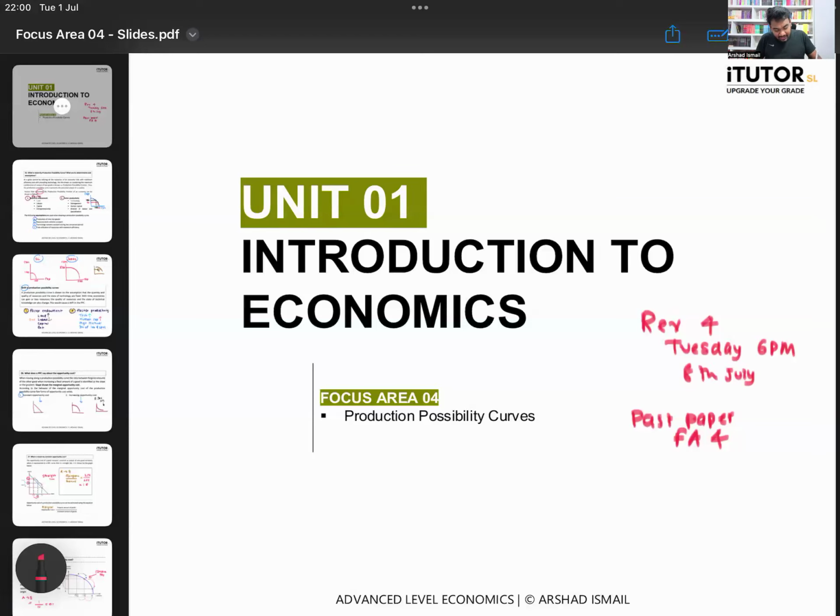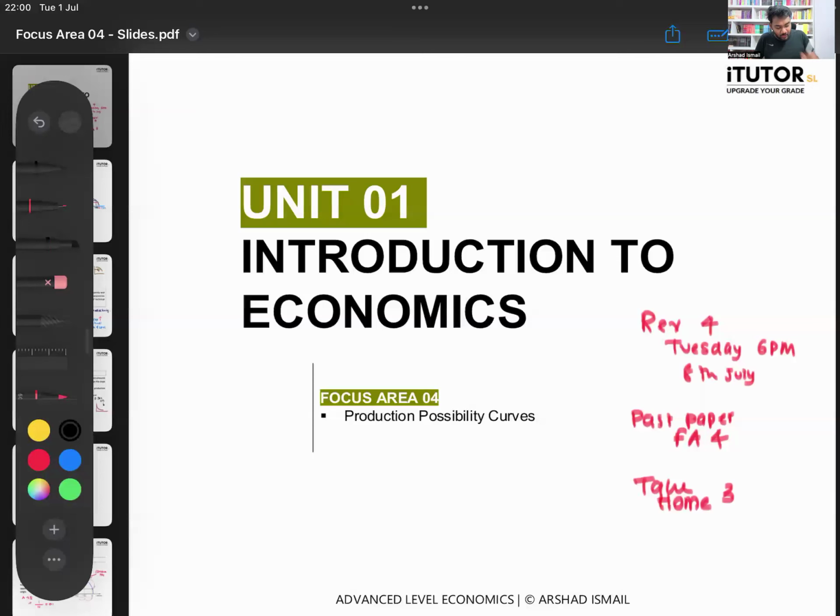And take home paper, you only have one left, right? Take home paper, you were supposed to do 2. So you have take home paper 3 that is left. So these 3 papers: take home paper 3 won't take time. Take home paper 3 will take 1 hour. This paper will take 2 hours. Past paper focus area 3 might take around 3 hours for you to get done, but the same questions are repeated over and over and over again.